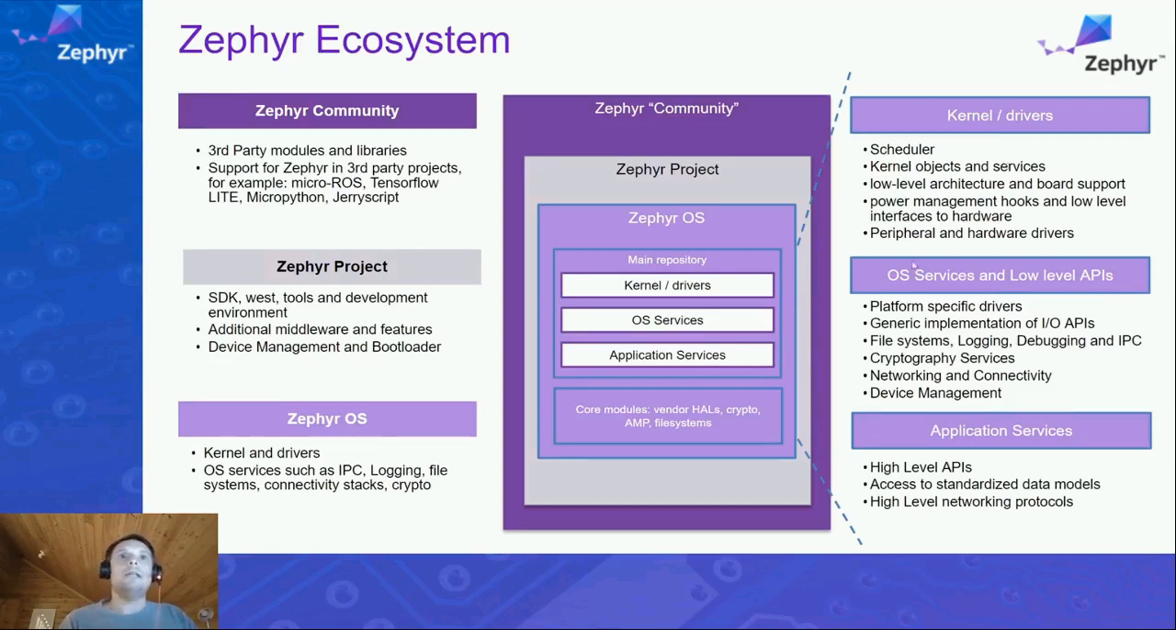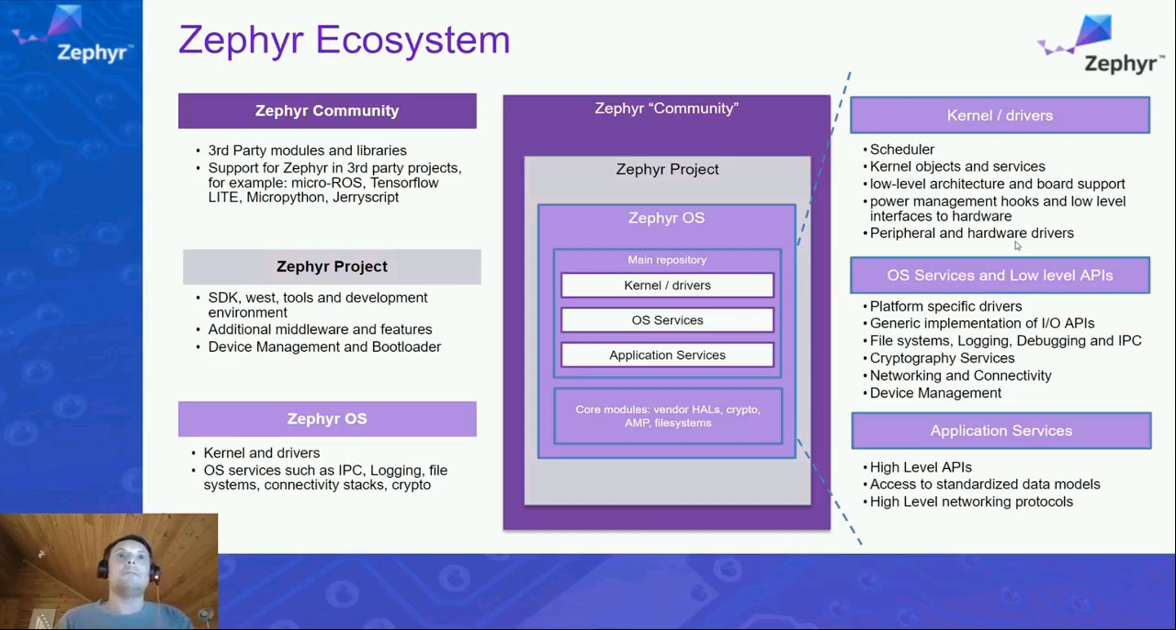Then we come to the next layer, which can be described as the OS services and low-level APIs. Obviously you have platform-specific drivers. In some cases, those are not generic enough to warrant the addition of a generic API. So instead, we have a driver that's specific to a particular SoC or to a particular board. Then we have I/O APIs that come in many shapes and forms: file systems, of course, logging, debugging, IPC, which we'll talk about in more detail later, cryptography services, networking, and device management.